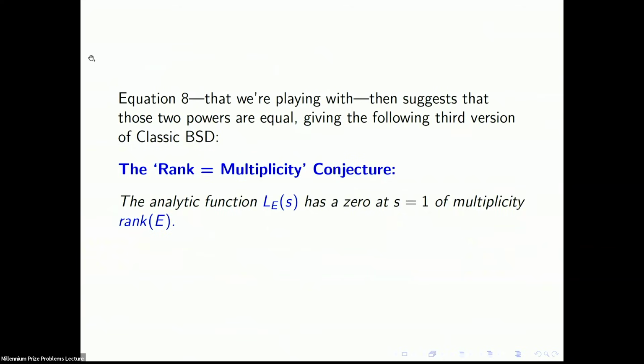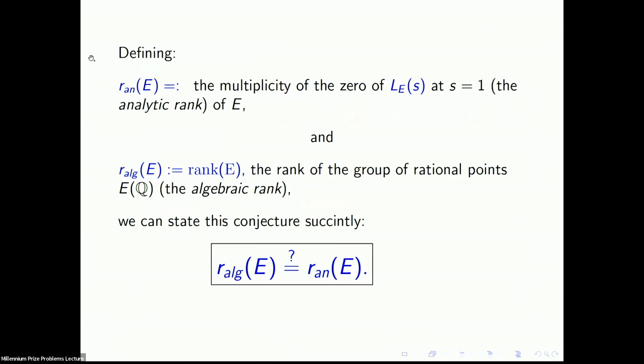So that equation, which doesn't make much sense except as a goad, suggests that those two powers are equal and gives us the following third version of classic BSD, which I call the rank equals multiplicity conjecture. The analytic function LE of s has a 0 at s equals 1 of multiplicity its rank. And we might state it more succinctly if we define Ran to be the analytic rank, the multiplicity of the 0, and Ralg, the algebraic rank, to be the rank of the group of rational points. And then the conjecture is Ralg is equal to Ran.